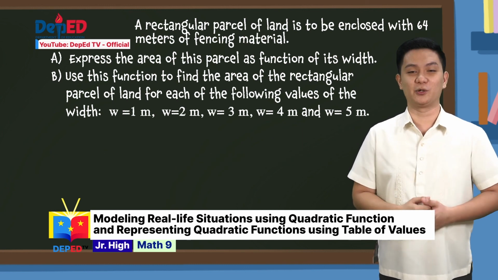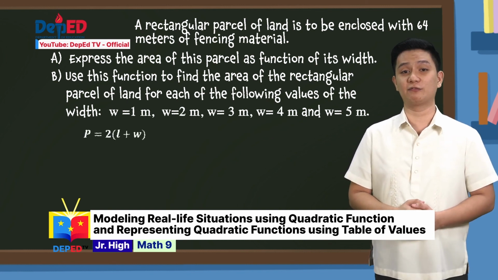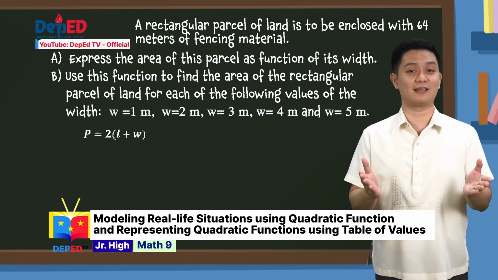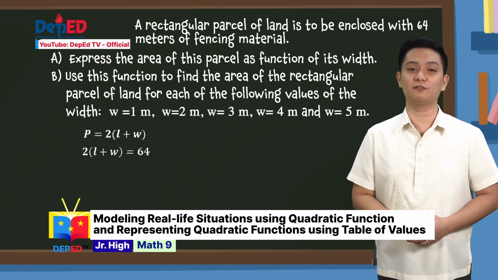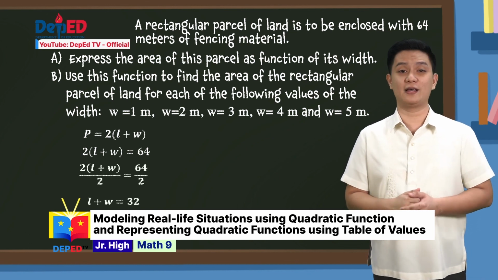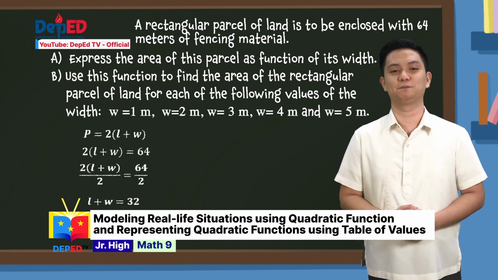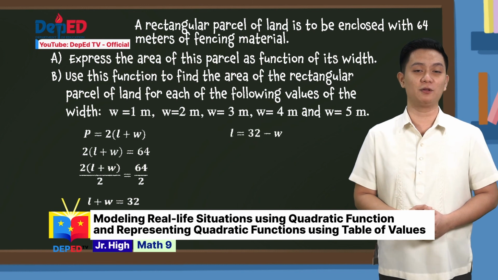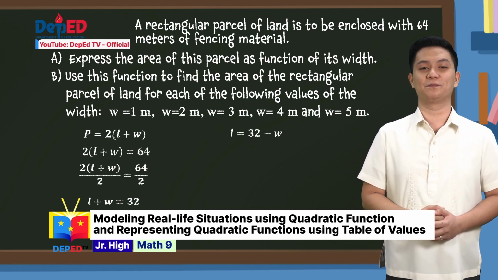Recall that the perimeter P of rectangle is obtained by getting twice the sum of the length L and the width W. So, it means that twice the sum of the length and the width of the parcel of land is equal to 64 meters. It follows then that the sum of the length and the width is 32 meters. Expressing the length L in terms of the width W, L must be equal to 32 minus W.